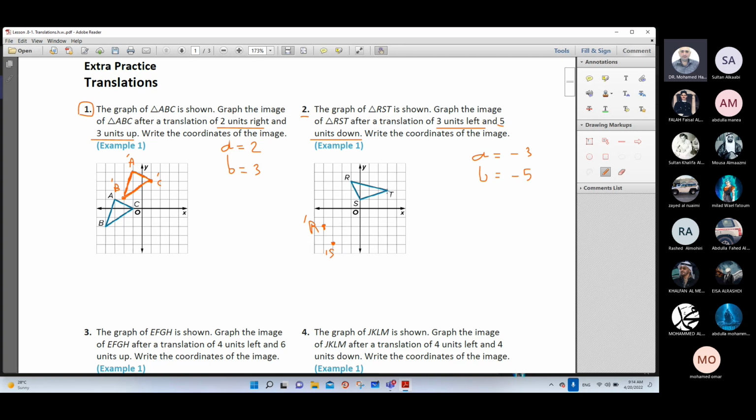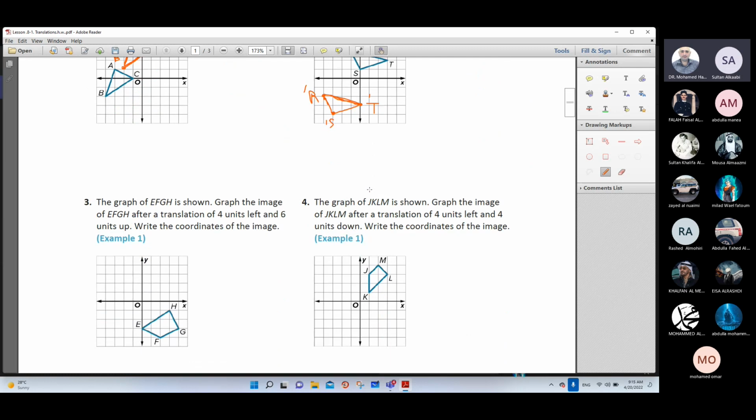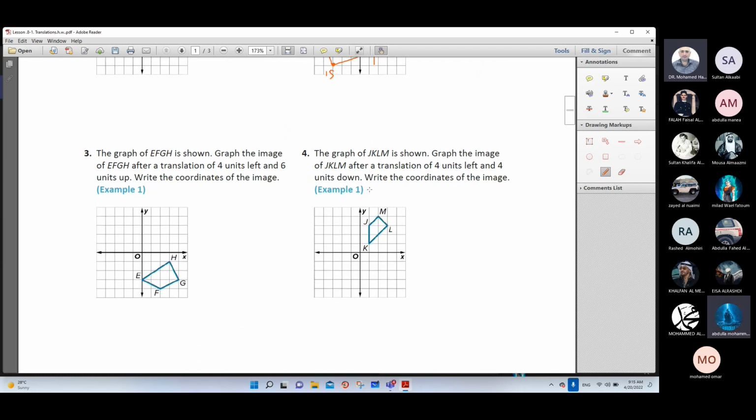And this is T. 3 units left, 1, 2, 3. Then 5 units down, 1, 2, 3, 4, 5. So you will get here T prime. Then you can match between them. So this is the image, and this is here the pre-image. Okay? Clear? Clear. Okay.